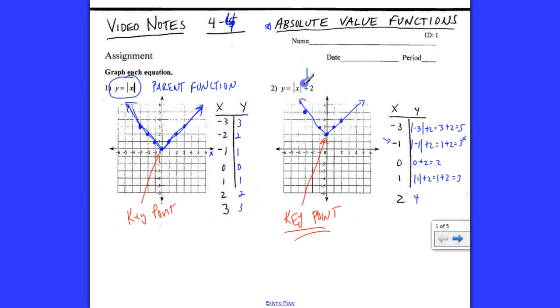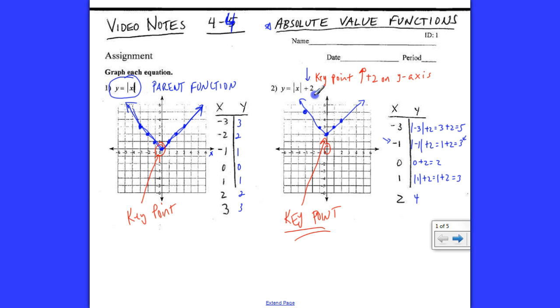When I added this plus 2, notice the parent function key point was right here on the origin. Okay, it went up 2 places. Okay, so this plus 2, now notice that plus 2 is not inside the absolute value. It was outside the absolute value. Okay, the key point moved up 2, or we could say plus 2 on the y-axis.